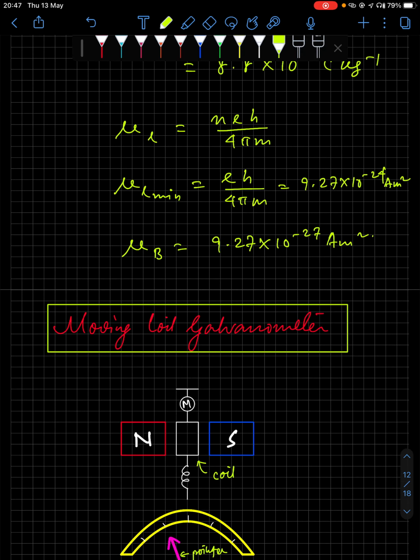Even this value has to be verified. So what is Bohr magneton? It is the orbital magnetic moment of an electron which is circulating in the innermost orbit of the atom.